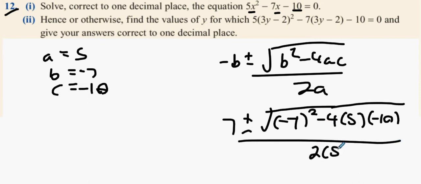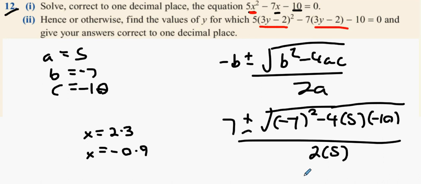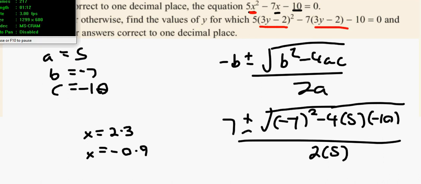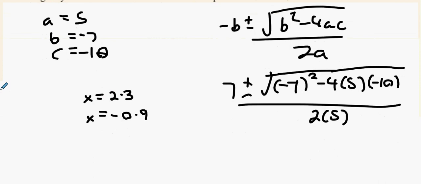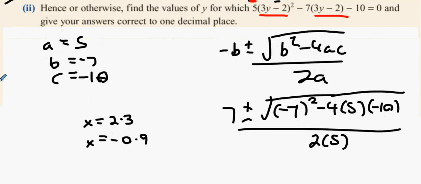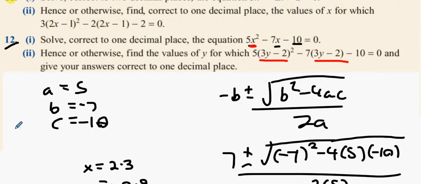What were the two answers you got? 2.3 and minus 0.9. Alright? Now, part 2. Instead of an x, what do you have? You have 3y minus 2. So, what we're going to get instead is, we're going to put 3y minus 2.